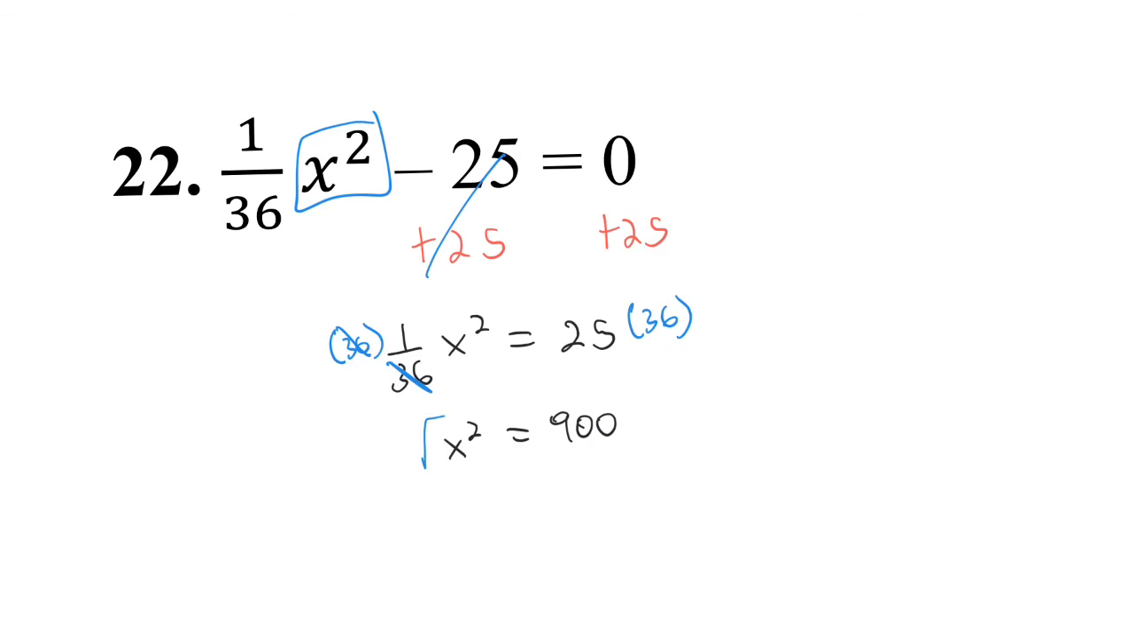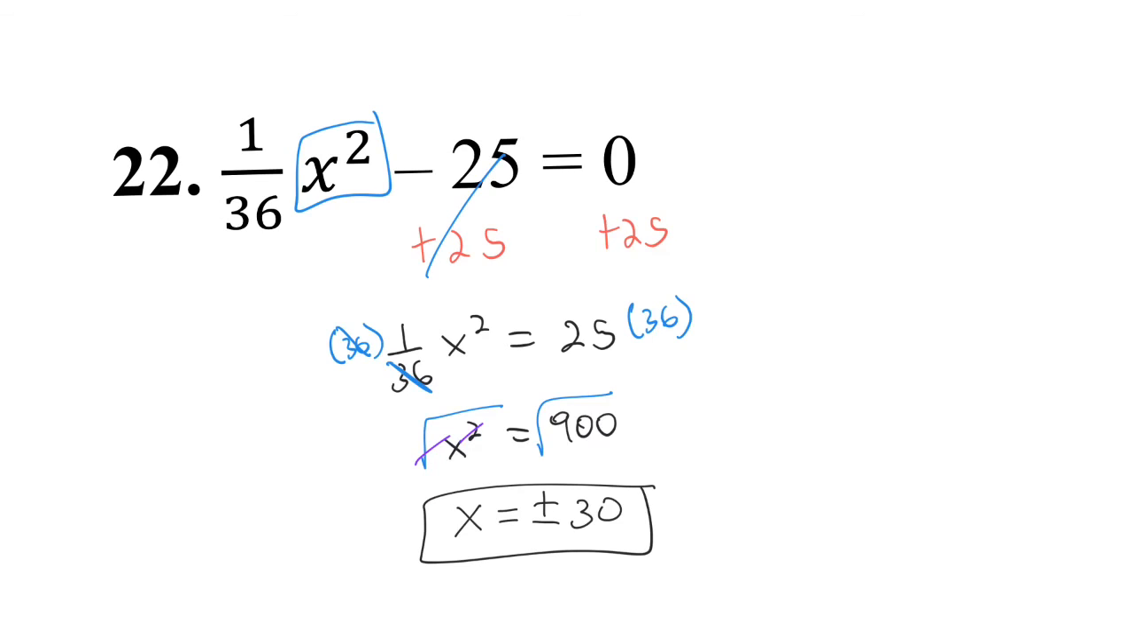You take the square root of both sides. This square root and the square cancel. You have the x here. Don't forget the plus and the minus, because you are taking the square root and you're solving a quadratic equation. And the square root of 900 is 30. So we do have two answers here. My two answers are one negative 30, the other one is positive 30. Those are the x values. I'm going to put it in brackets, negative 30 or positive 30.